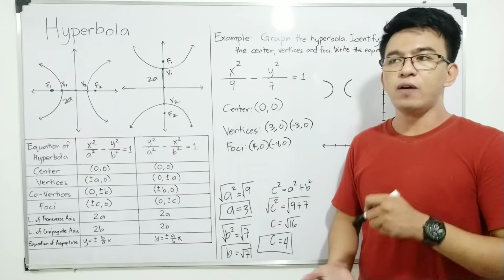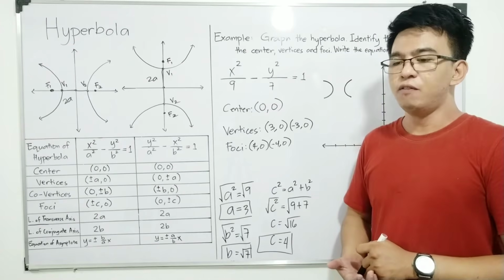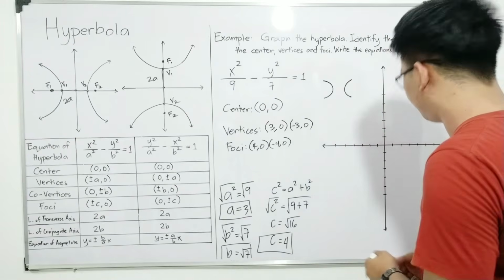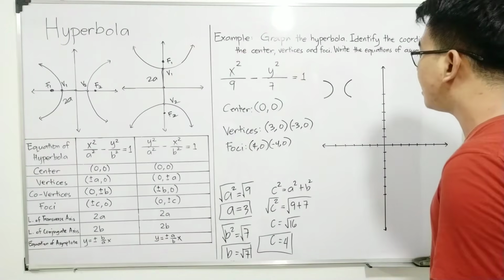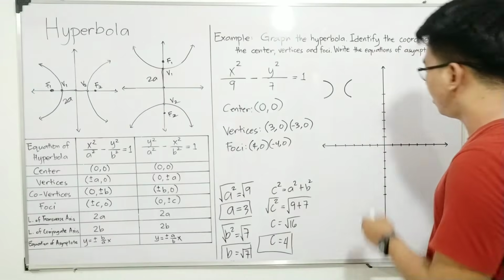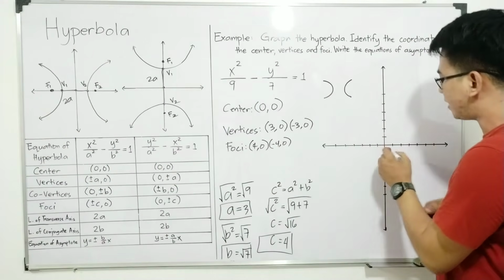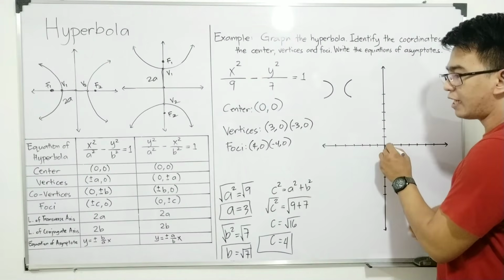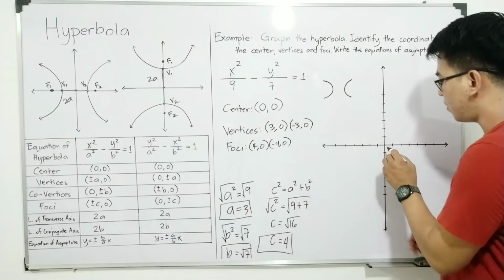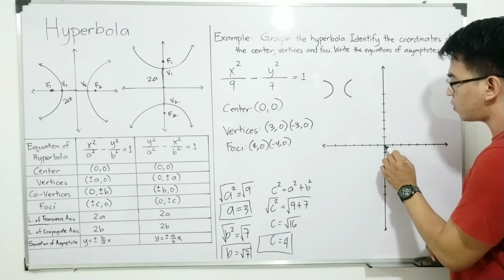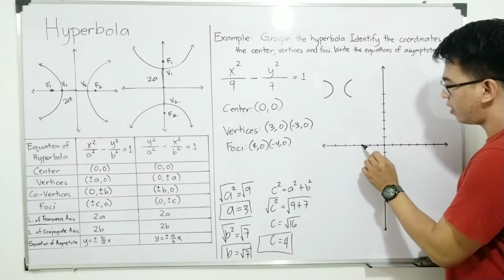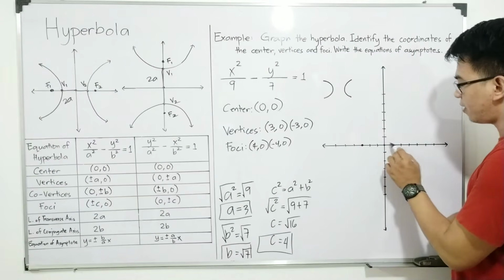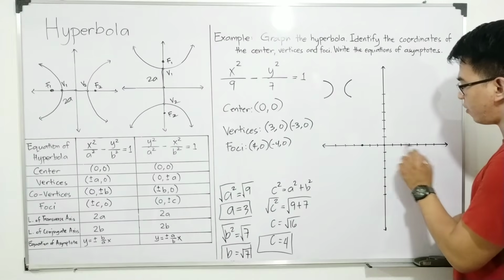Okay? How can we graph? For us to graph, ito na yun, guys. Para sa mismong graphing natin, since ang ating orientation ay ganito, from the center, gamitin natin yung value ng A, which is 3. So we will use 3 units. 1, 2, 3. Ito yung una. Next, 1, 2, 3. Papunta naman from center to the right.